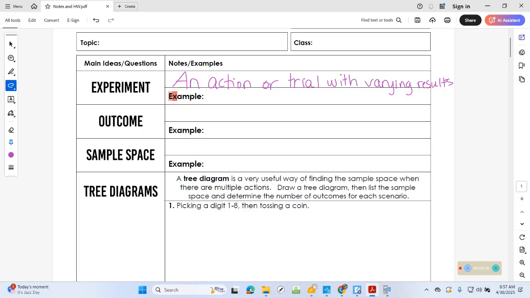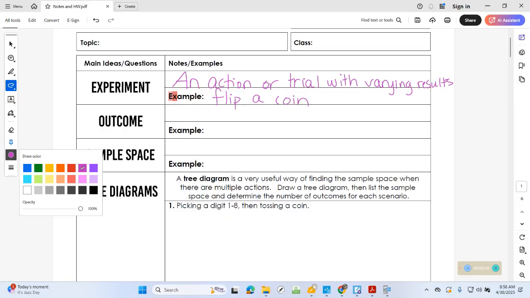Now, what does that really mean? So let's say, very common in probability, you flip a coin. It can land on heads or tails. That's your varying results. You roll a die. It can land on the number 1, 2, 3, 4, 5, 6. So for example, I'm just going to flip a coin. Just to give you a little example there.